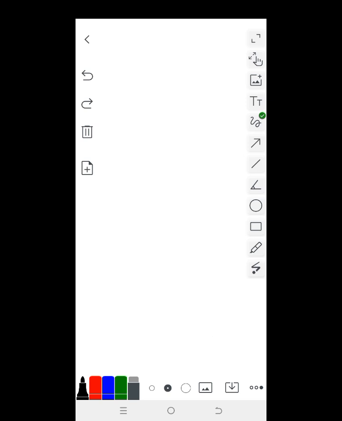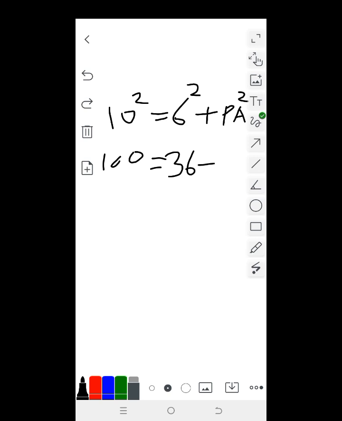Now we know line MA is 10 centimeters, line MP is 6 centimeters, line PA is what we are looking for. So we have 10 centimeter square is equal to 6 square, that is line MP, plus PA square. This is what we are looking for, line PA square. I hope you are following. If you're not following, please pause the video, go back and continue.